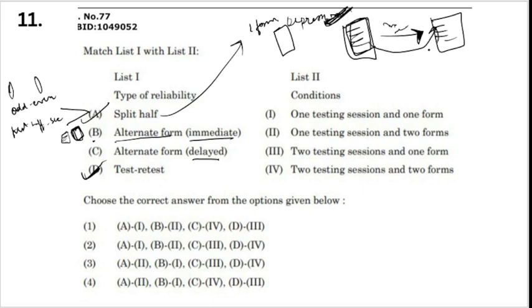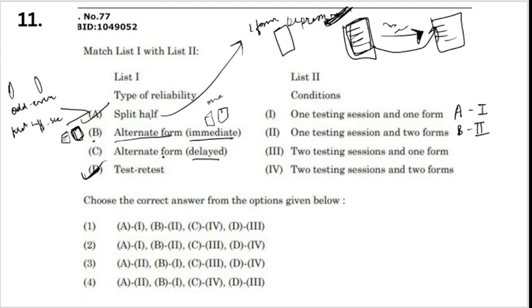Okay, so now let us see. In split half there was one form, and in split half only one testing is required because we are splitting it anyway. So A is 1. B, alternate form. Alternate form means where there would be two forms, parallel forms, and they are given immediately. Meaning in one session there are two forms. In one session there are two forms. So B is going to be 2.